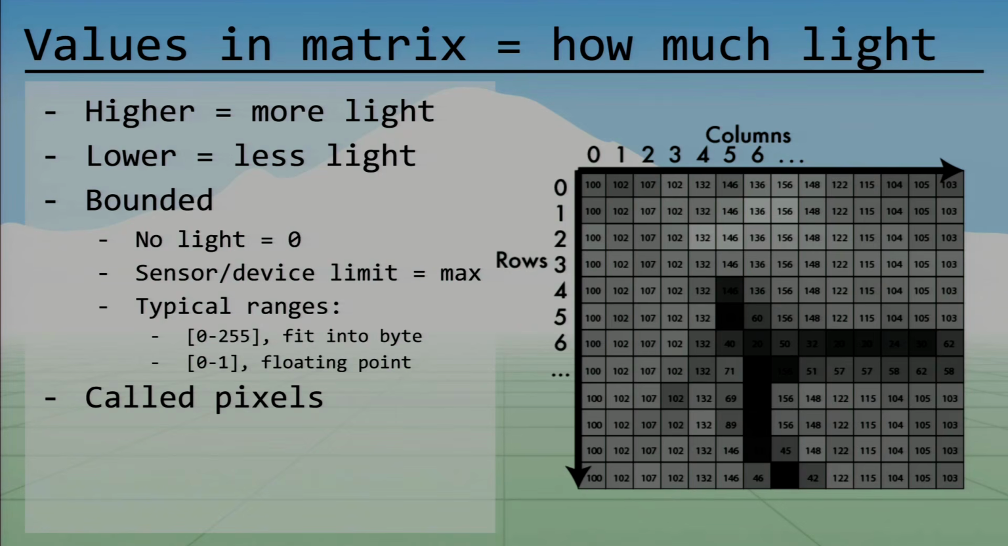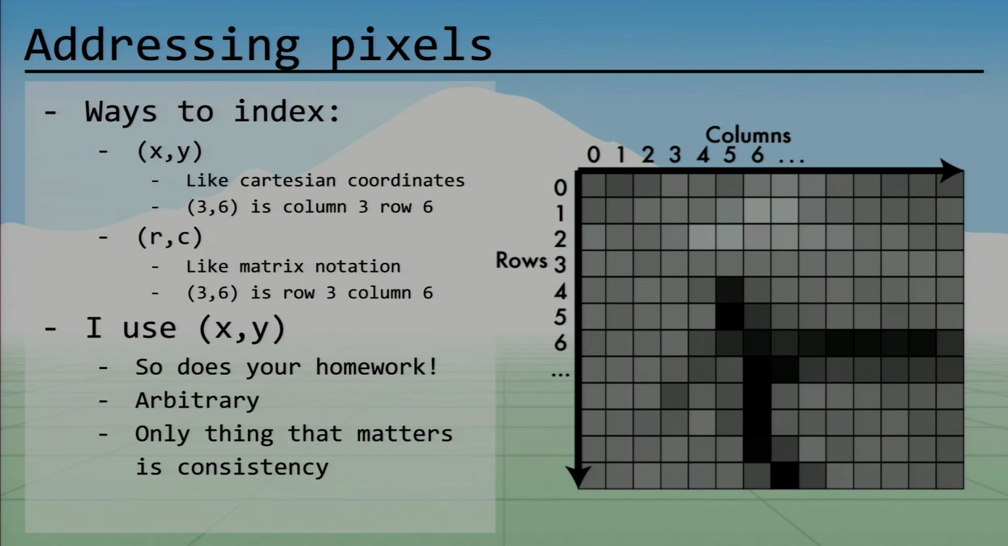And so these individual values in the matrix are going to be called pixels. So we're going to need a way of addressing each of these individual pixels. We want some way of talking about them, and they're obviously arranged in this two-dimensional plane, so there are a couple different options. One way is thinking of them in terms of Cartesian coordinates.